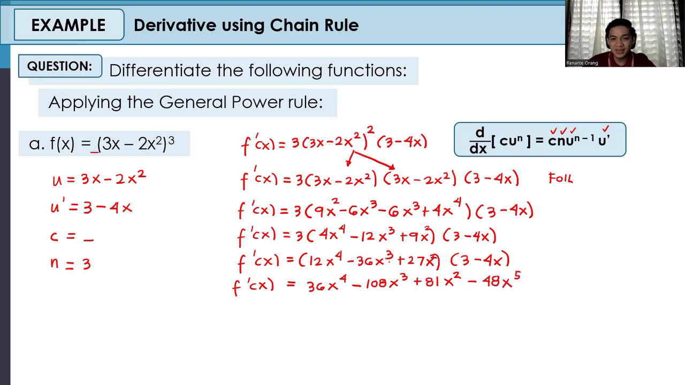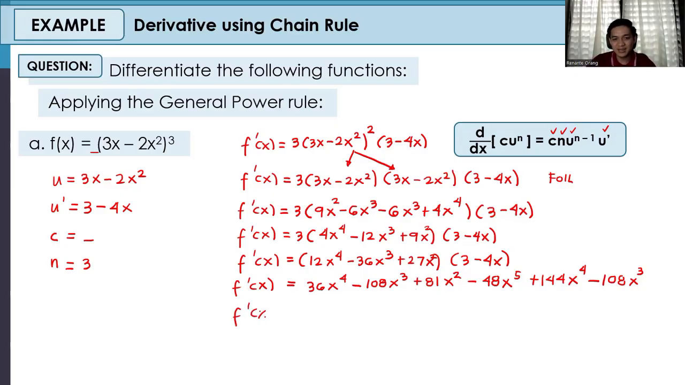Negative 36x cubed multiplied by negative 4x, that is equivalent to positive 144x raised to 4. Last, we have positive 27x squared multiplied by negative 4x, that is negative 108x cubed. Last thing that we need to do is to combine like terms.